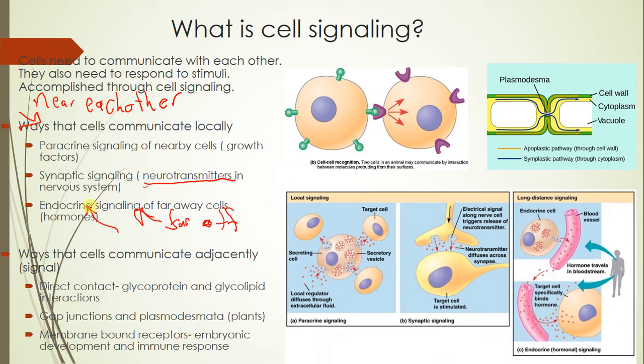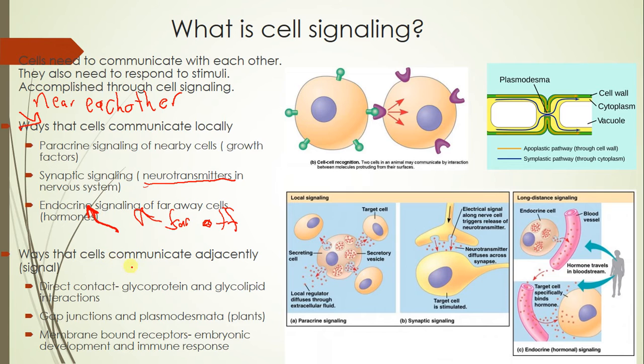So sometimes these signals can go over vast distances in your body, like hormones produced in your pituitary gland can reach all sorts of different target cells in your body. Another example being insulin from your pancreas that can have an effect on all the cells in your body to tell them to start bringing glucose in.